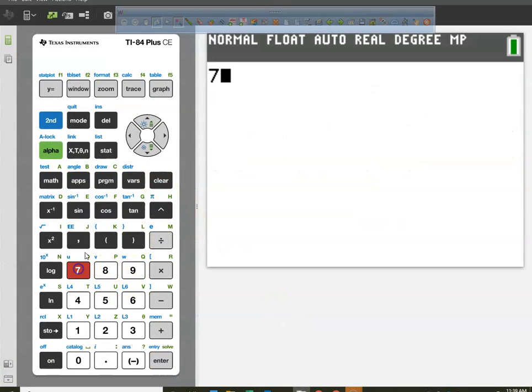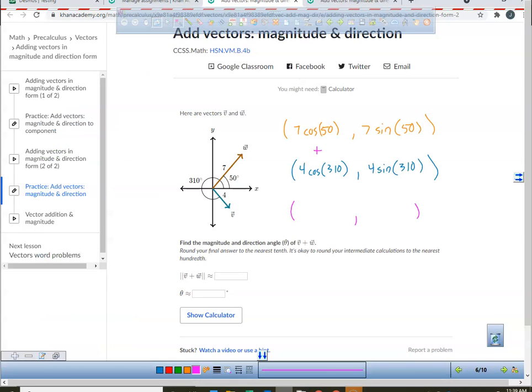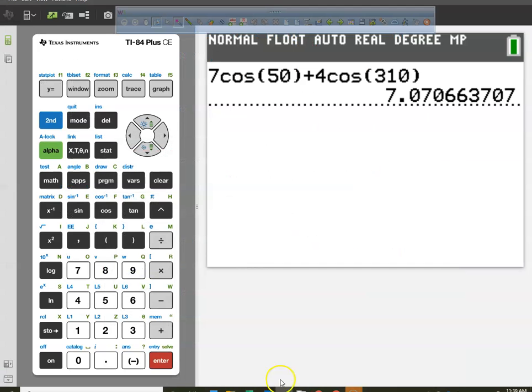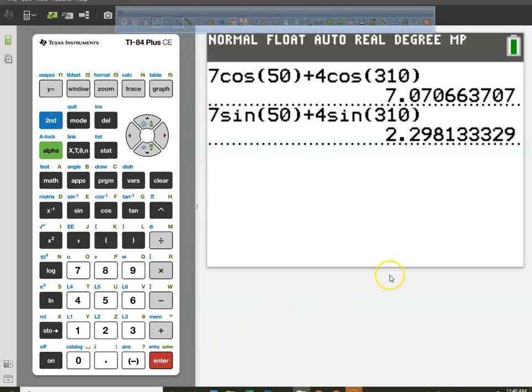All right. 7 cosine 50, and I believe it was 4 cosine 310. You'll see me kind of go back and forth because I want to make sure I did everything right. 7 cosine 50, 4 cosine 310. Got it. So now I'm just going to do 7 sine 50. Oh, 4 sine 310. Does everybody see what I do every single time? I just put it all up there together so I can make sure I have my answers in my calculator all together.